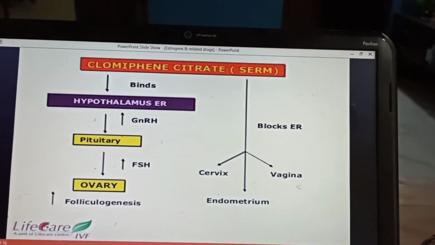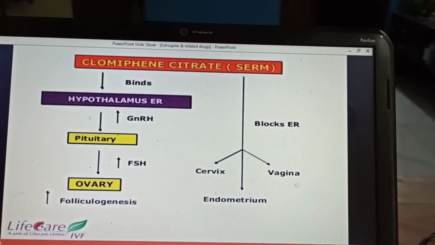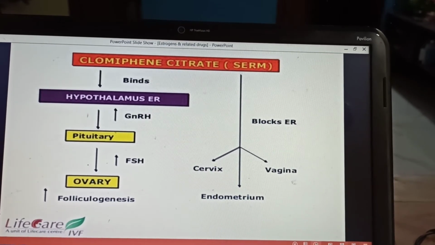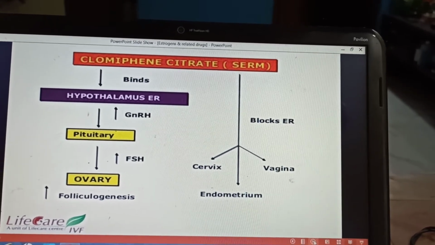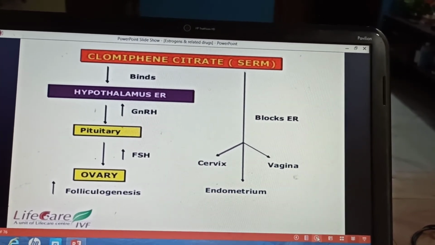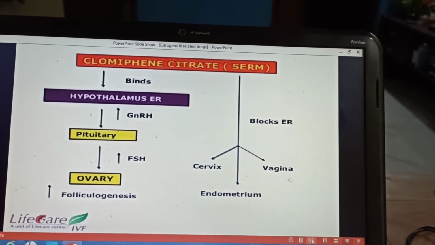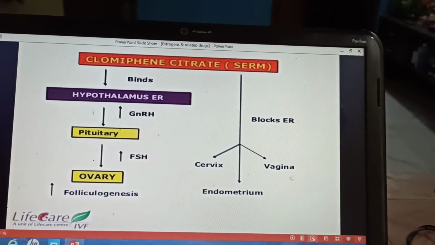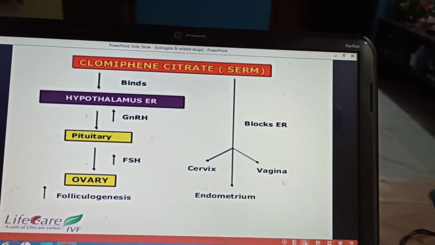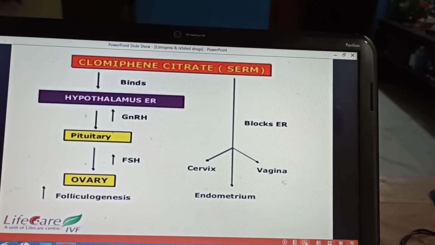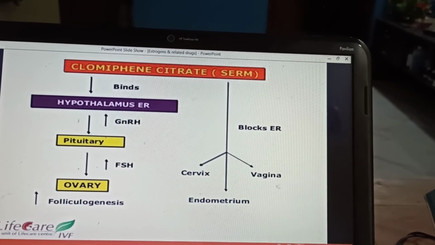So in this slide it is shown that clomiphene citrate binds to the hypothalamic receptors and blocks them, and there is now no negative feedback mechanism of the estrogen, and so there is increased GnRH release, which will lead to increased FSH and LH release from the pituitary, which will act on the ovary and cause folliculogenesis. So there is ovulation. Clomiphene citrate also blocks the estrogenic receptors on the cervix, the vagina and the endometrium.